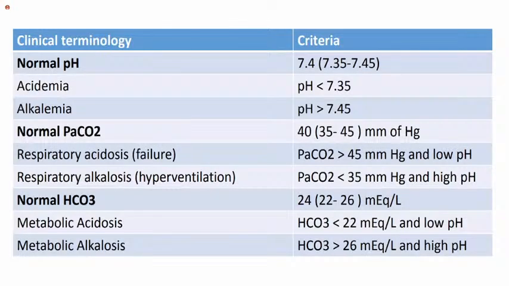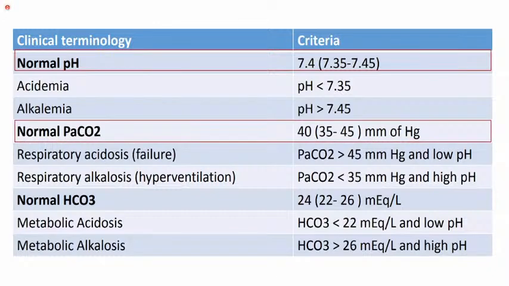This is an important slide that you need to memorize because this forms the basis of you being able to interpret your blood gas analysis. So normal pH, 7.35 to 7.45. If you're less than 7.35, acidosis. More than 7.45, alkalosis. Next thing you must know is the normal partial pressure of carbon dioxide. Normal PCO2 is between 35 and 45 millimeters of mercury.